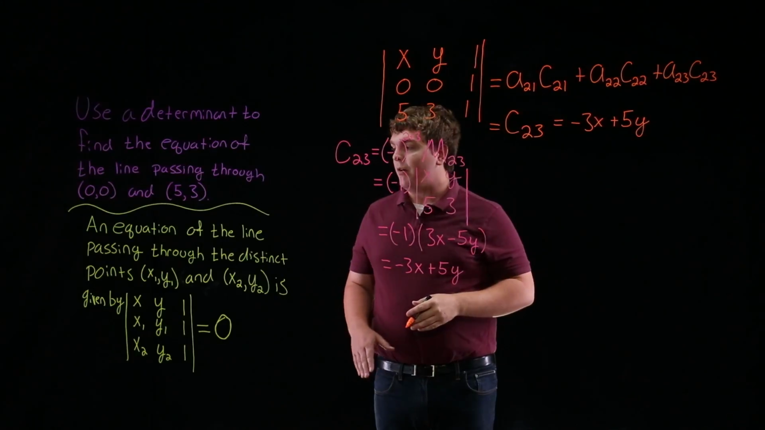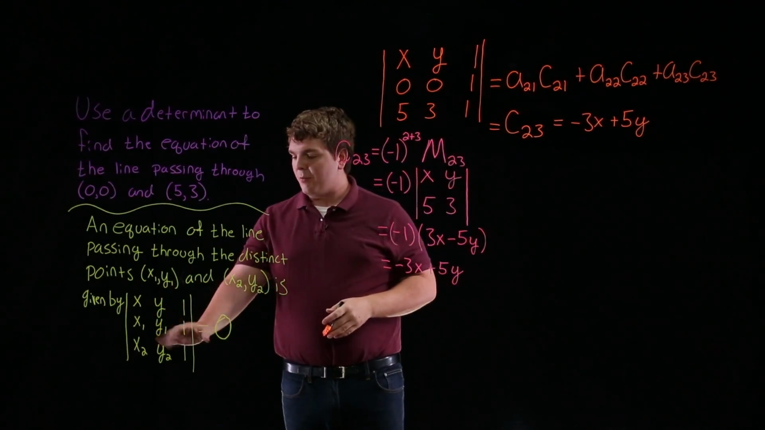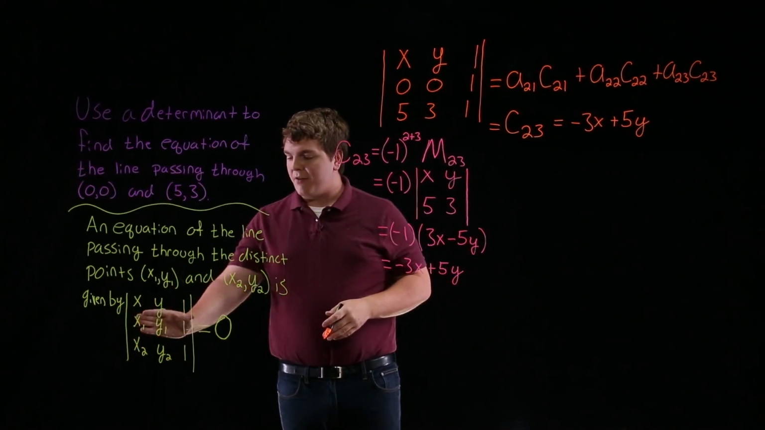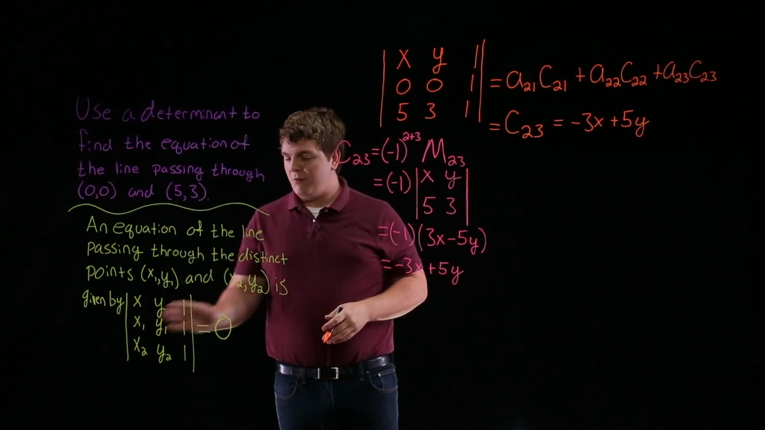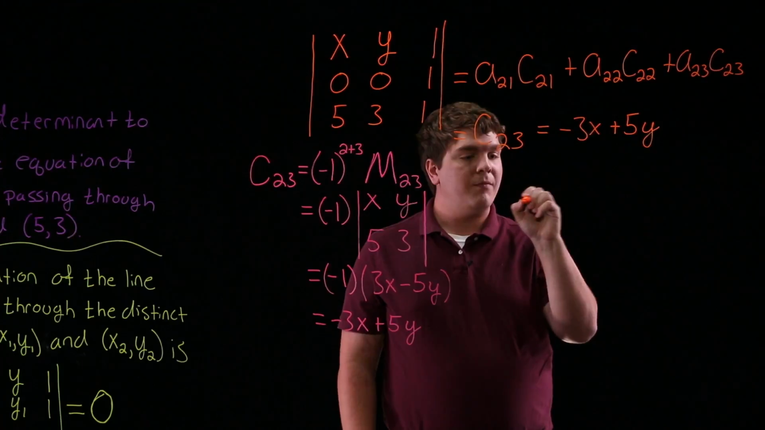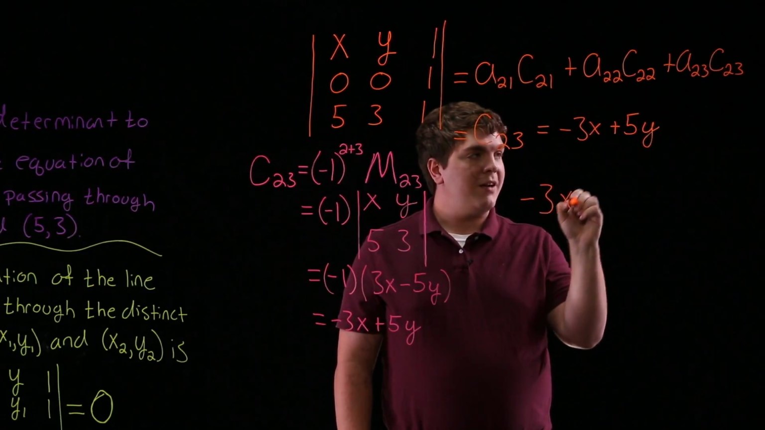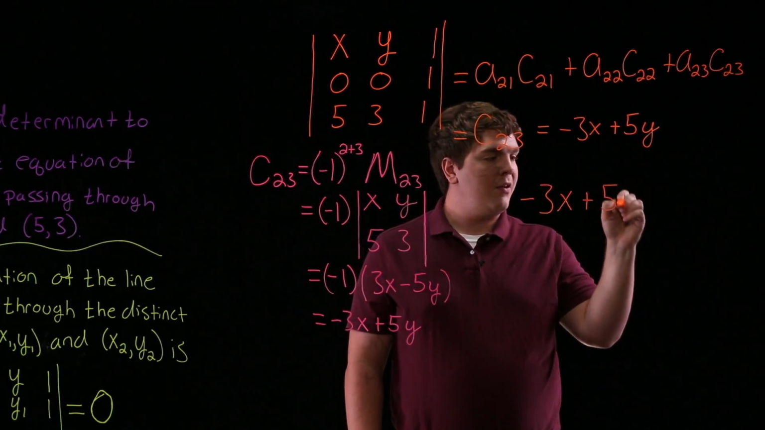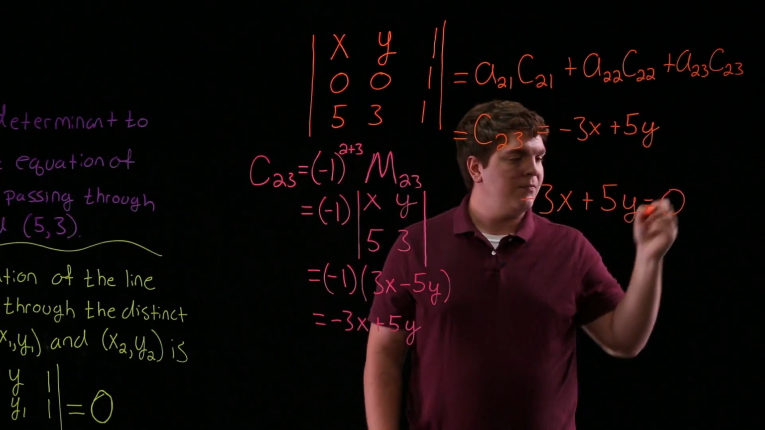Now what we'll do is go ahead and use this theorem right here. We already found this determinant. All we need to do is set it equal to 0. So the equation of our line is given by -3x plus 5y equals 0.